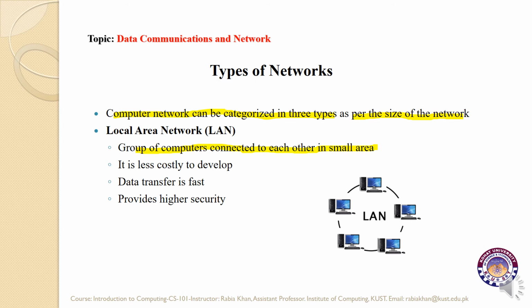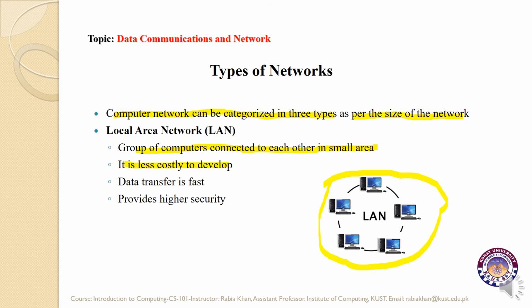It is commonly used to connect two or a few computers inside a building through some communication media. The communication media may be wired or unwired. Local area network is less costly. Why? Because very few computers are required. Here you can see a very small number of computers are required to be connected.